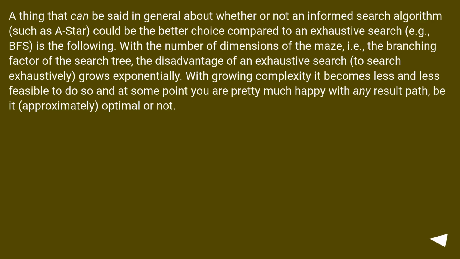A thing that can be said in general about whether or not an informed search algorithm, such as A-star, could be the better choice compared to an exhaustive search, for example BFS, is the following. With the number of dimensions of the maze, i.e., the branching factor of the search tree, the disadvantage of an exhaustive search, to search exhaustively, grows exponentially. With growing complexity it becomes less and less feasible to do so, and at some point you are pretty much happy with any result path, be it approximately optimal or not.